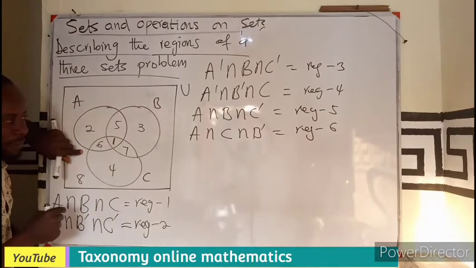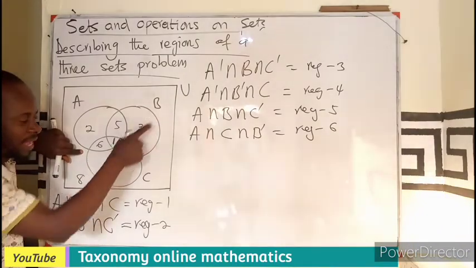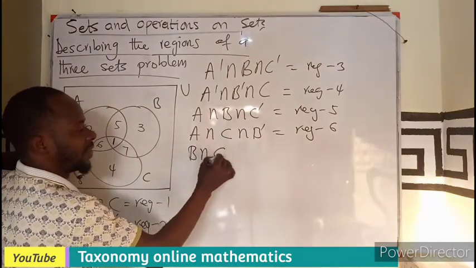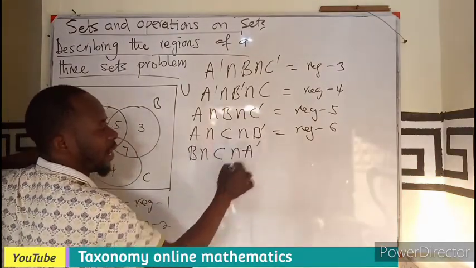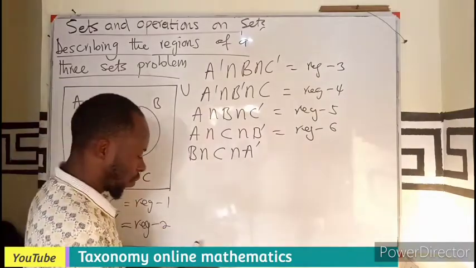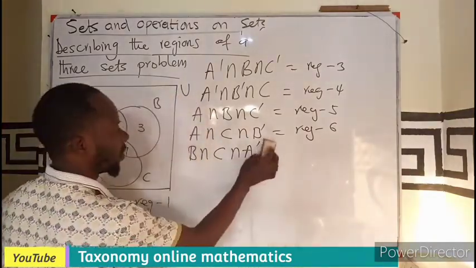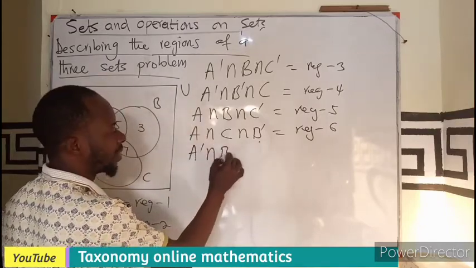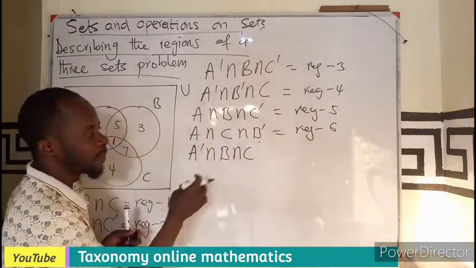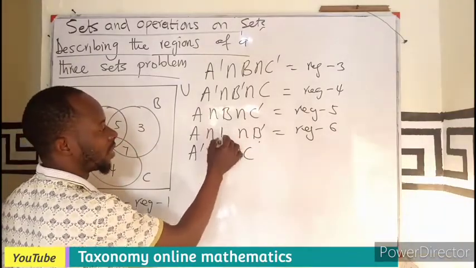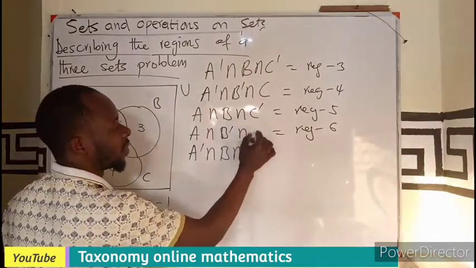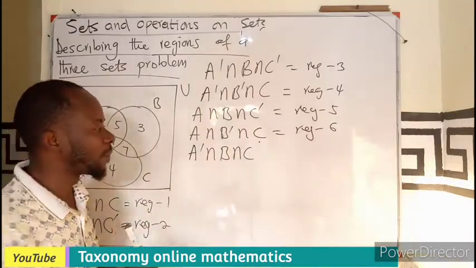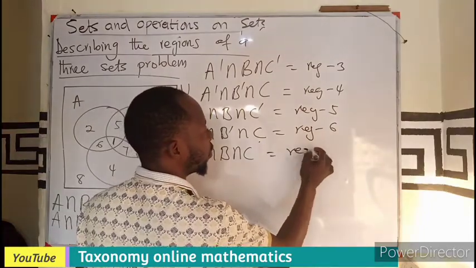What is region 7? I believe that is between B and C. So B intersection C intersection A complement. Don't forget, this could also be written as A complement intersection B intersection C. Similarly, this can also be B complement intersection C, if I want to write them in alphabetical order. And this is our region 7.